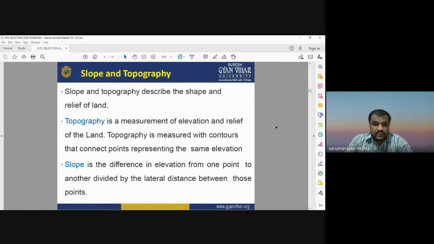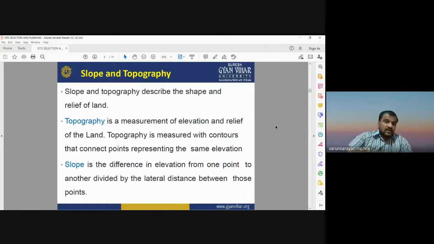Slope and topography describe the shape and relief of the land feature, and topography provides us the information about the elevation and relief of the land surface that is measured with the contours that connect the points representing the same elevation. So topographical information is very important.